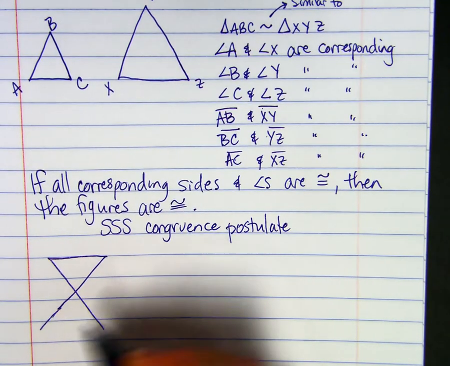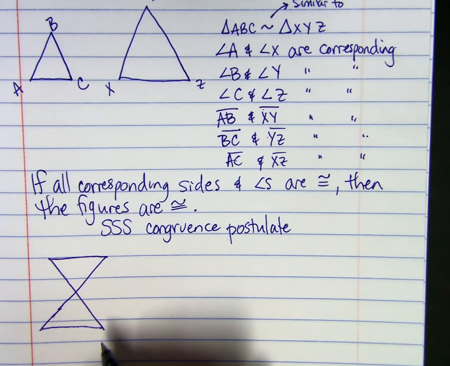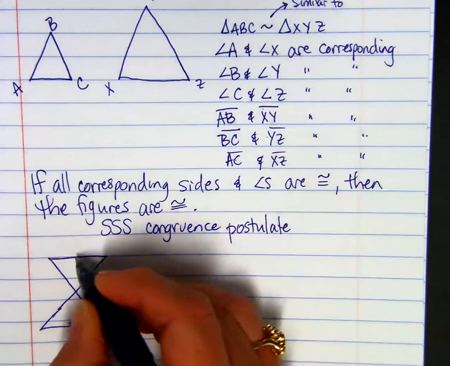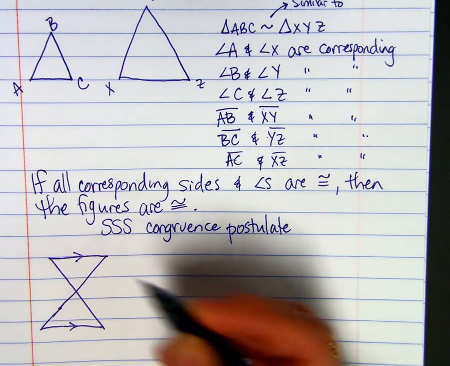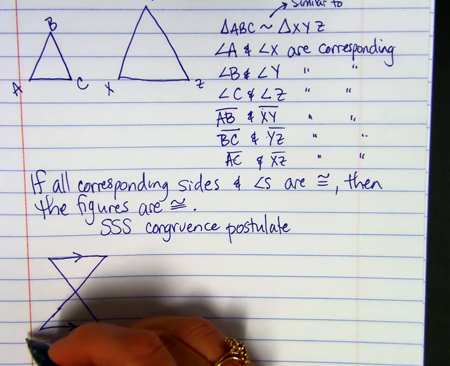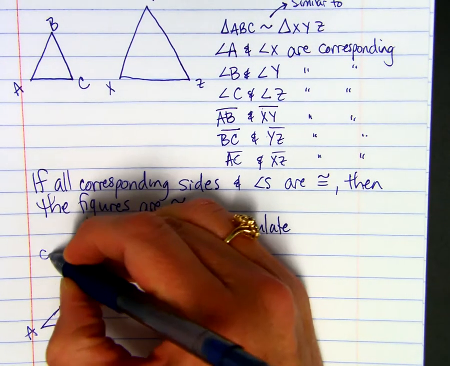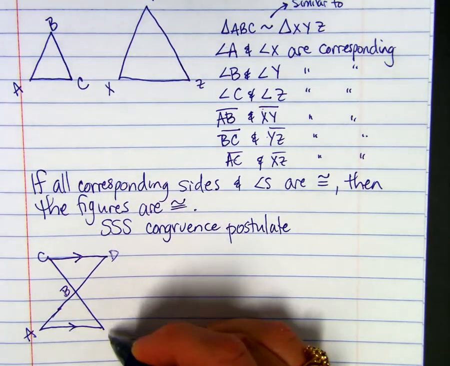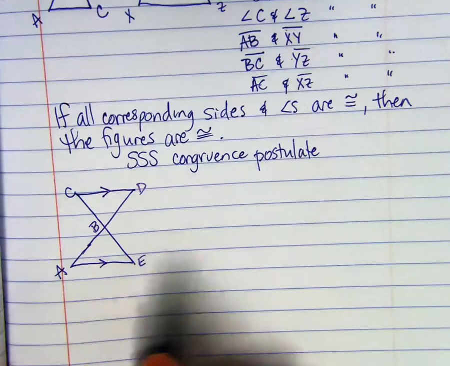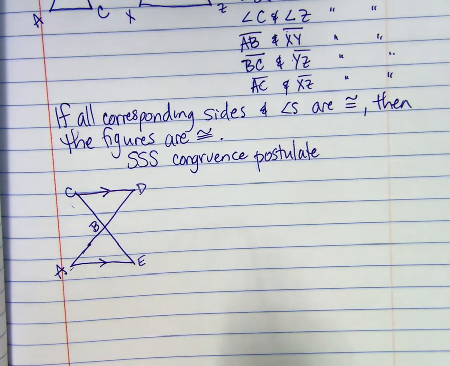Hourglass thing? Yeah, like an hourglass thing. We're going to say that these two lines are parallel. Here, we're going to call this A, B, C, D, E. So I went around, A, B, C, D, E.